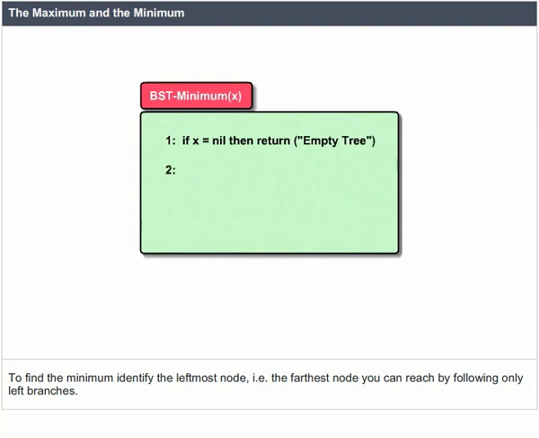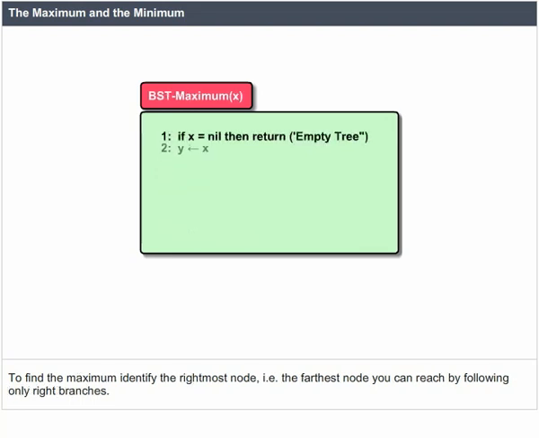The maximum and the minimum. To find the minimum, identify the leftmost node, that is the farthest node you can reach by following only left branches. To find the maximum, identify the rightmost node, that is the farthest node you can reach by following only right branches.